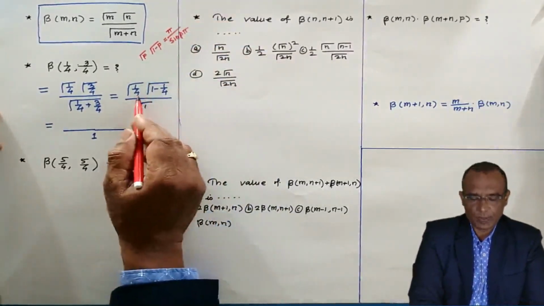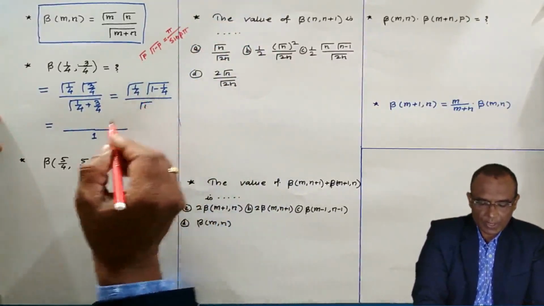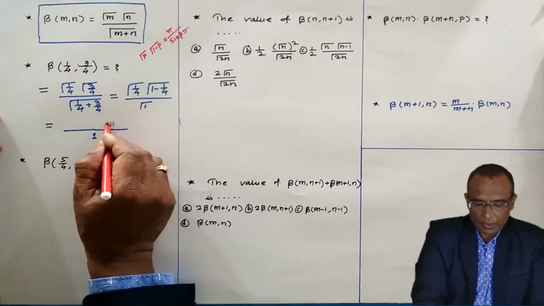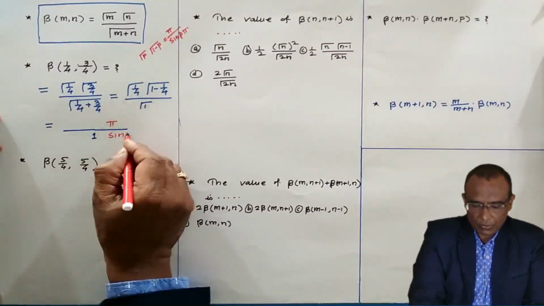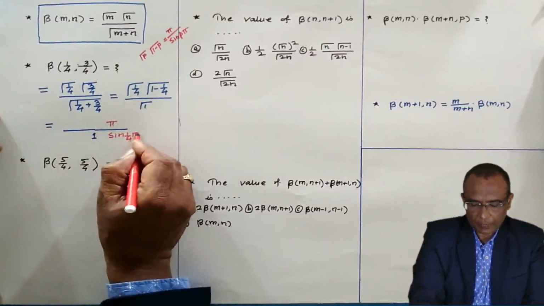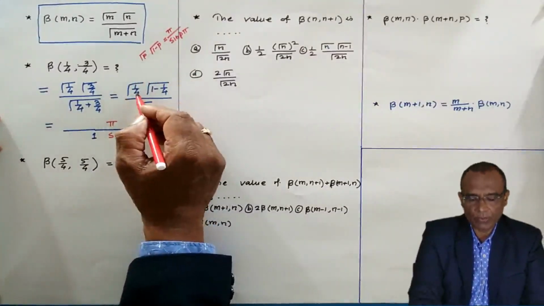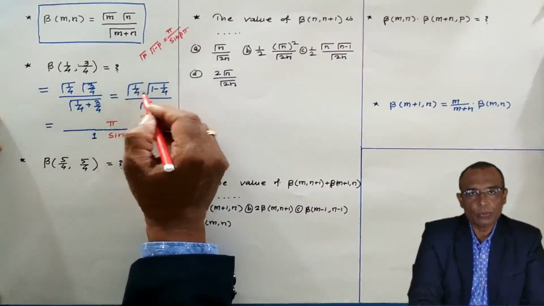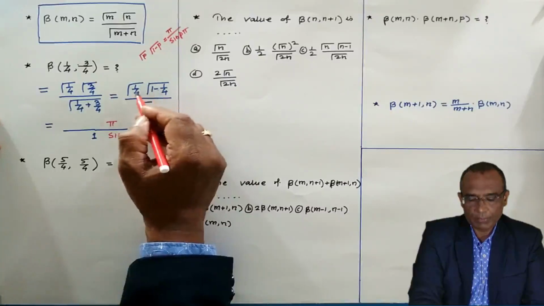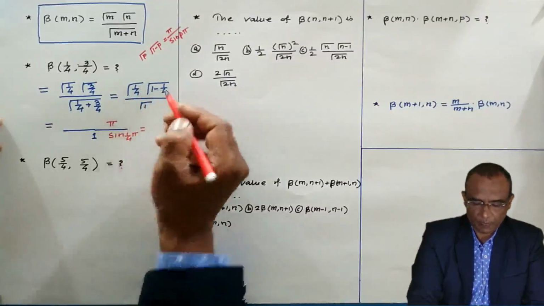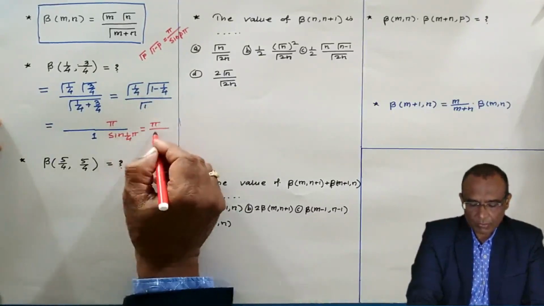This formula you can use here: gamma p into gamma 1 minus p can be written as pi by sine p pi. Here p is 1 by 4. This formula I am using. I am going to find the value of the product of two gamma functions of the type gamma p into gamma 1 minus p, which is pi by sine pi by 4. Sine pi by 4 is 1 by root 2.